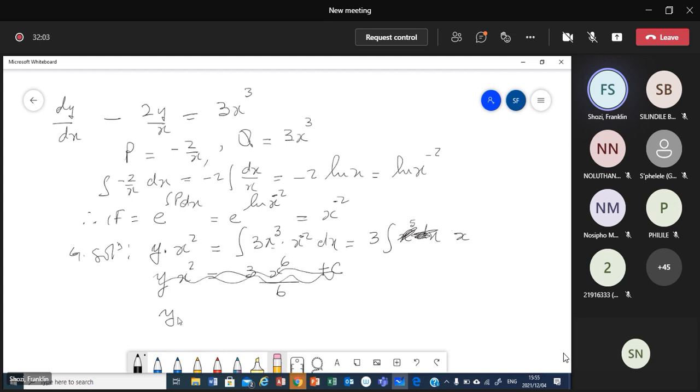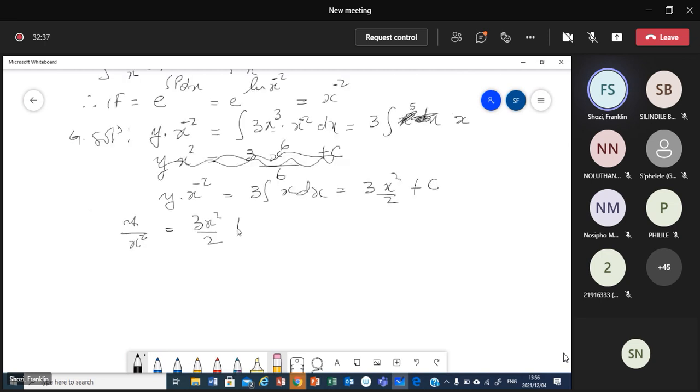So I'll get y times x to the power minus 2 is equal to what? 3 integral of x dx. That gives us 3x squared over 2 plus c. Finally, don't forget that x to the power minus 2 is y over x squared, which is 3x squared over 2 plus c. That is what y is.